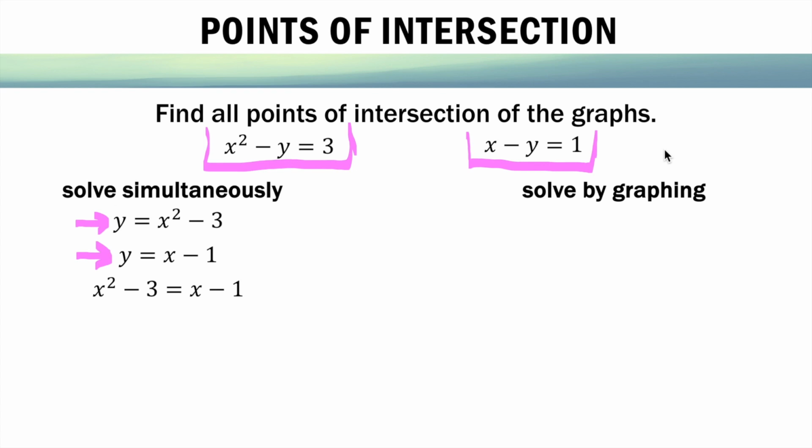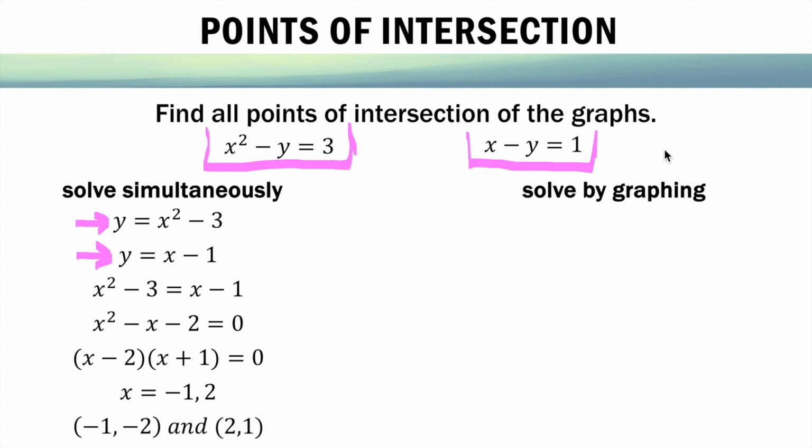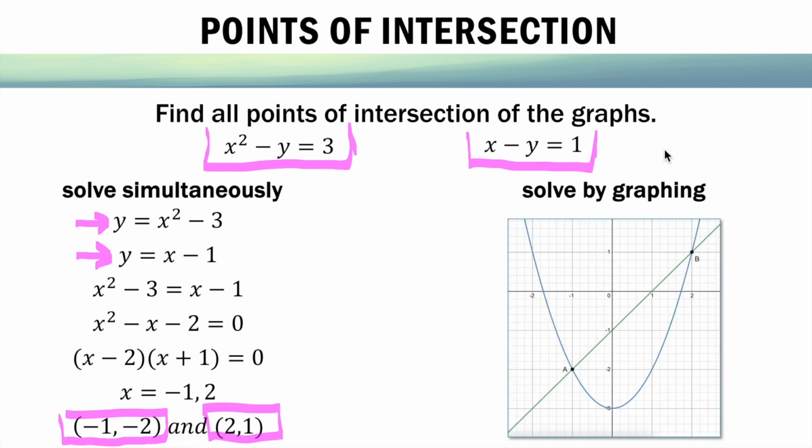Now I can solve for x. Okay, let's get everything on one side, set it equal to 0, and we'll factor that. And so these guys are going to intersect at x equals -1 and x equals 2. So if I plug in -1 and 2 to either of the equations, then I can get the y values that go with it, and I have my 2 points of intersection. And if I graph it, oh look, I get the same thing, so that's lovely.